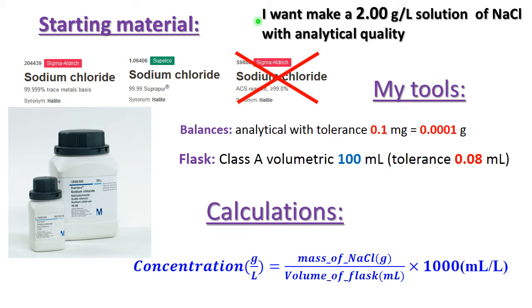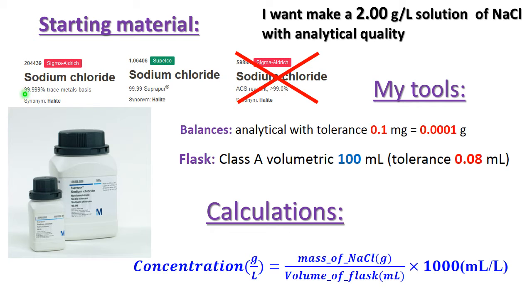So, first, I want to make a solution of sodium chloride, just usual salt, with concentration 2.0 grams per liter with analytical quality. That means highest possible precision of concentration. For that, I need to start with finding a good sodium chloride.